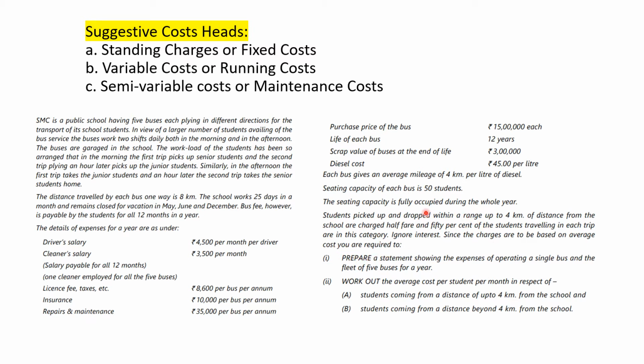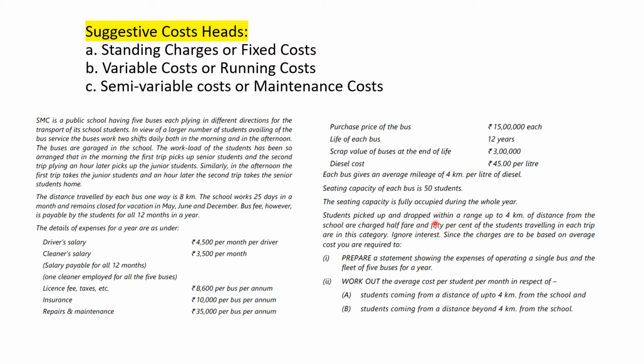So what they are saying is the total distance traveled by each bus is 8 kilometers, and students picked up and dropped within a range of 4 kilometers. Say somebody will be picked up at 1 kilometer, somebody at 2 kilometers, somebody at 3 kilometers, whatever it is. Up to 4 kilometers the charges are 50%, and above 4 kilometers the charges are full. Whether it is 5, 6, 7, 8, it won't make a difference.